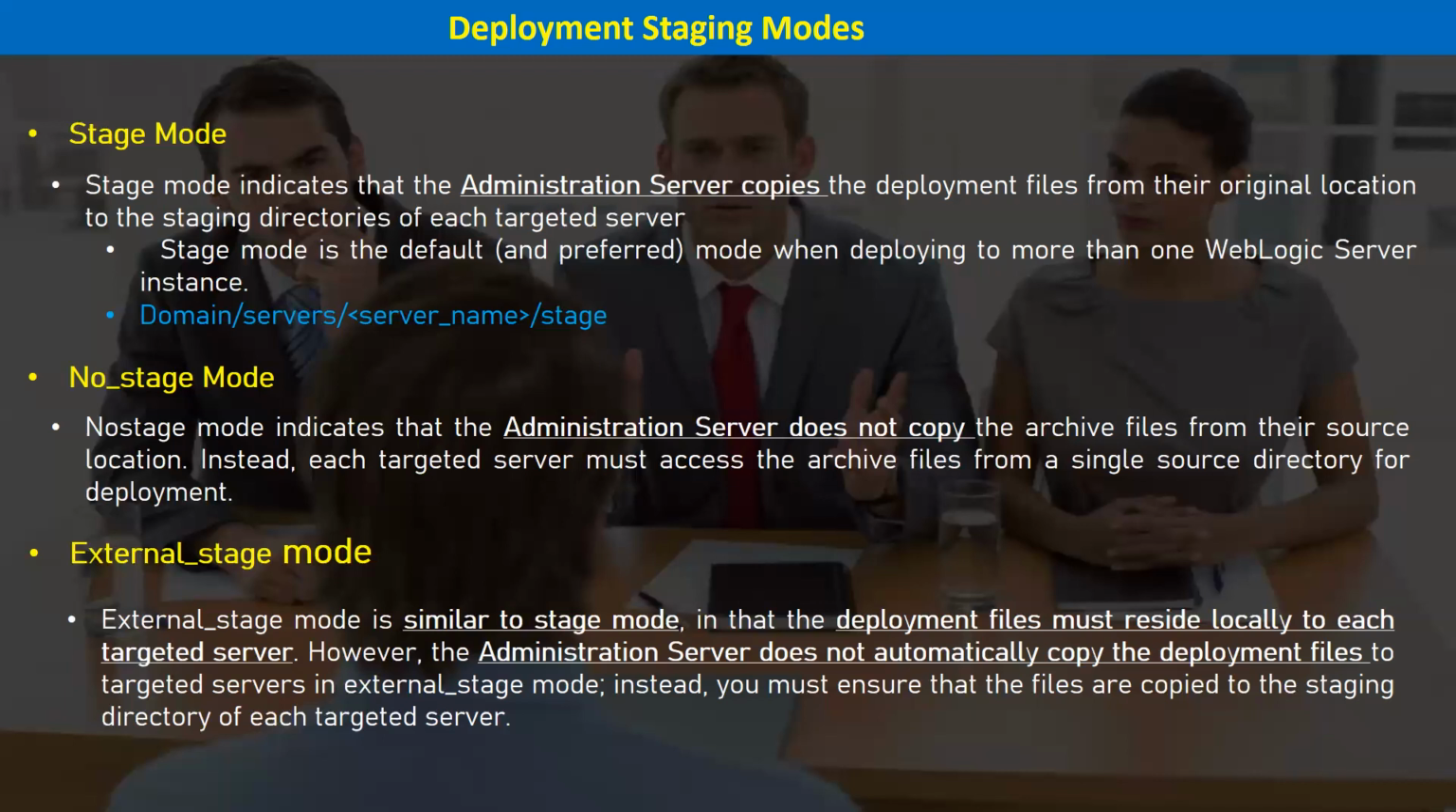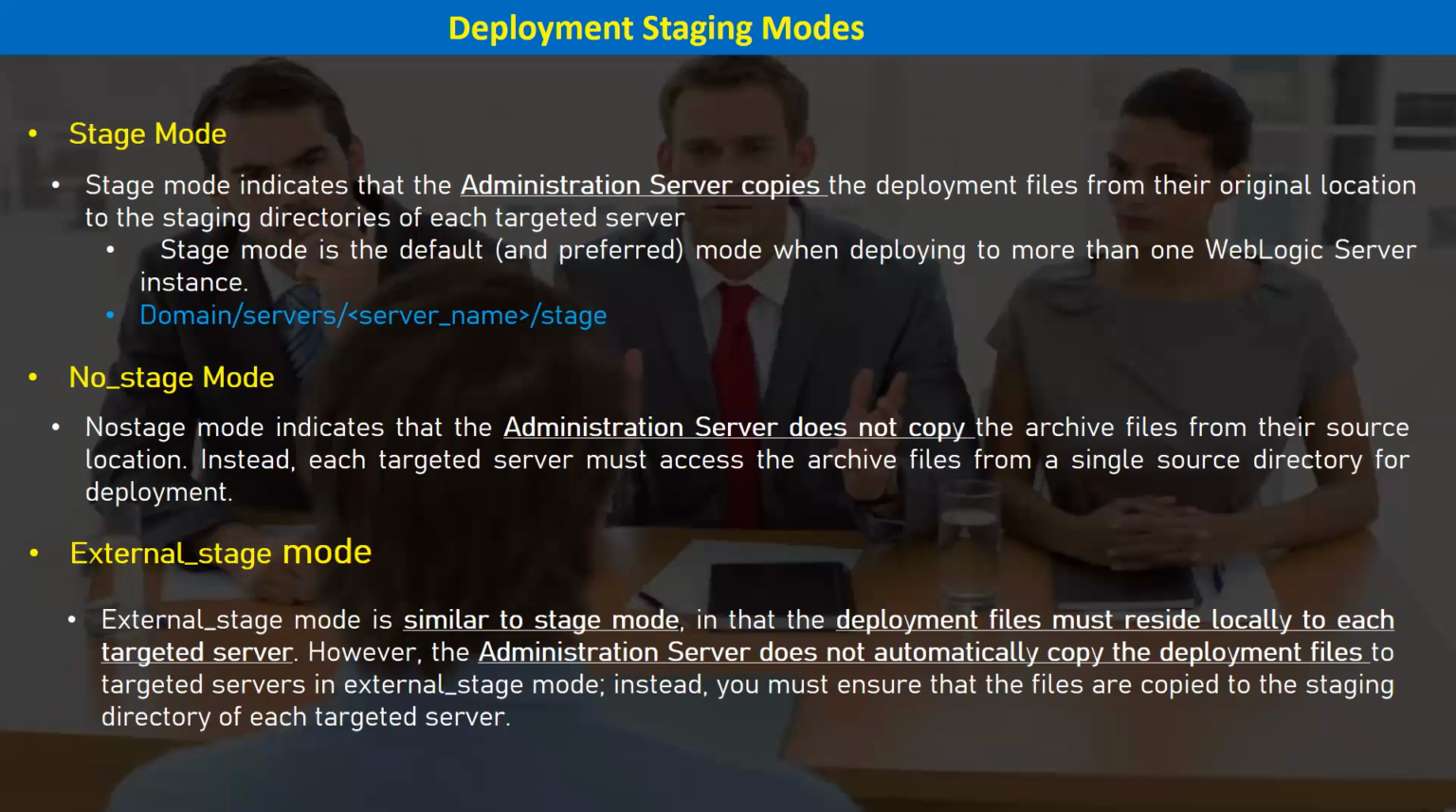That means your WebLogic server will take the copy from the location you have specified and copy it inside the stage folder. If you have 4 managed servers, then it will copy into the stage directory of all 4 managed servers, and whenever you start your application or at runtime, the application gets referenced from the stage directory. This is the stage mode of deployment, where your admin server copies your code file to each and every target server.